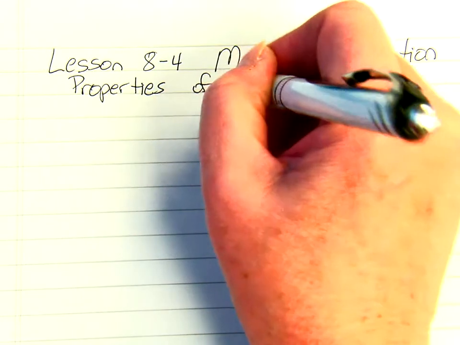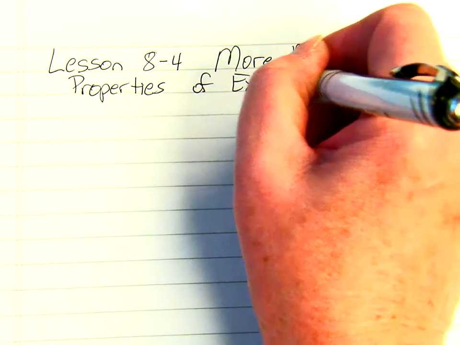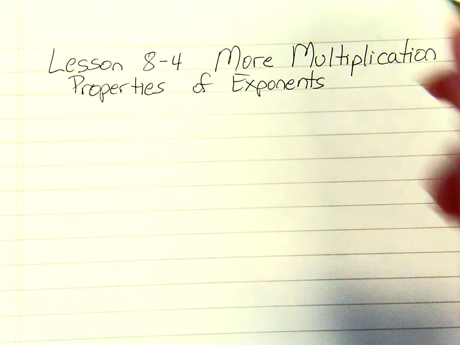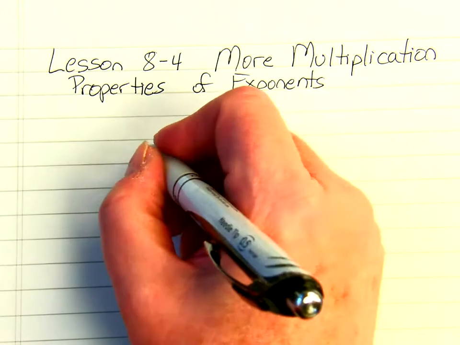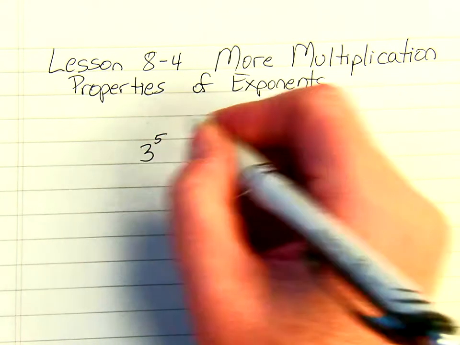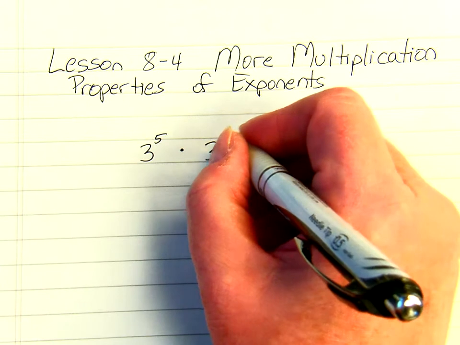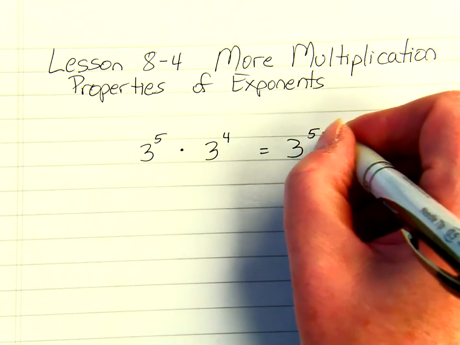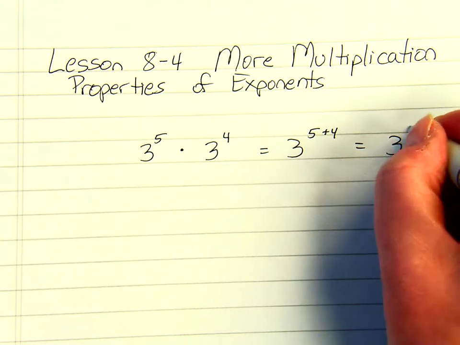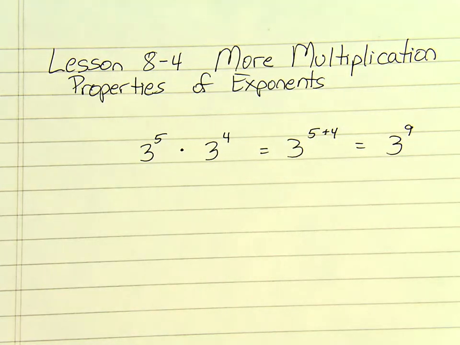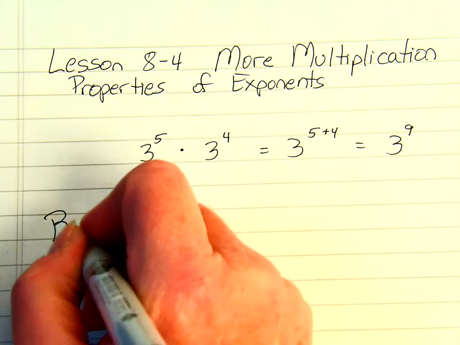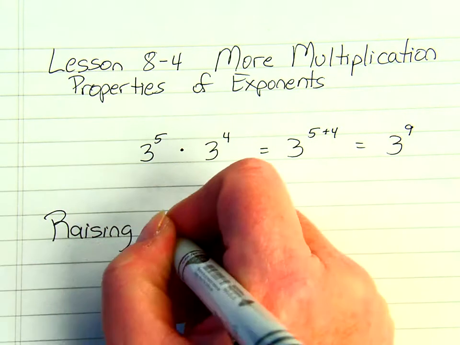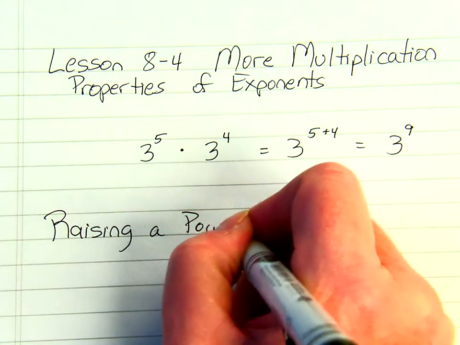Let's review real quickly on multiplying exponents that have the same base. When we had 3 to the 5th multiplied times 3 to the 4th, that would equal 3 to the 5 plus 4, which equaled 3 to the 9th. In this case, the first thing that we're going to look at is raising a power to a power.